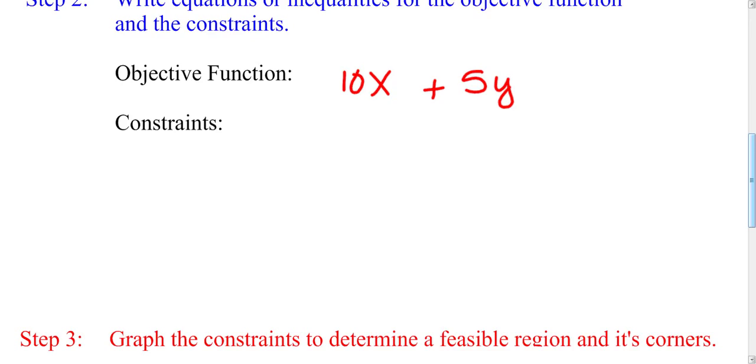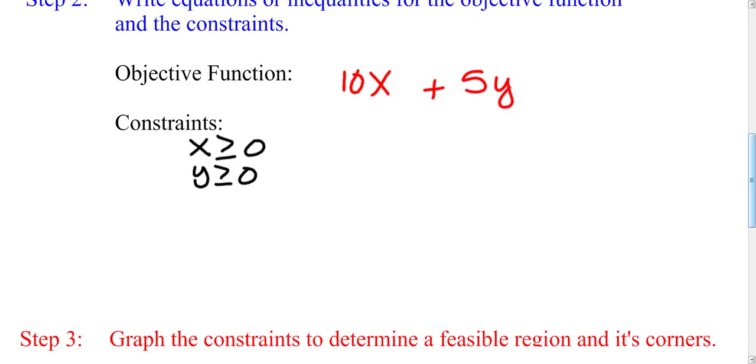remember that it's there. Then I need to give myself some constraints. I've got some restrictions. First of all, I can't have a negative number of bags of brand A, so I know that my X has to be greater than or equal to 0. I can't have negative bags of brand B, so my Y has to be greater than or equal to 0.